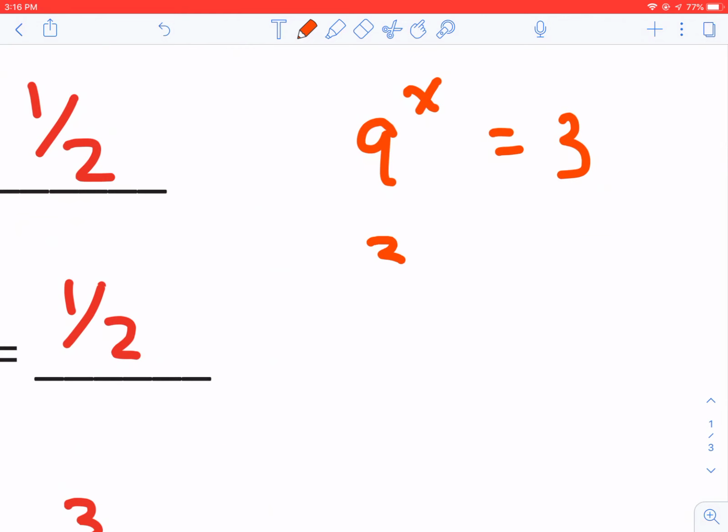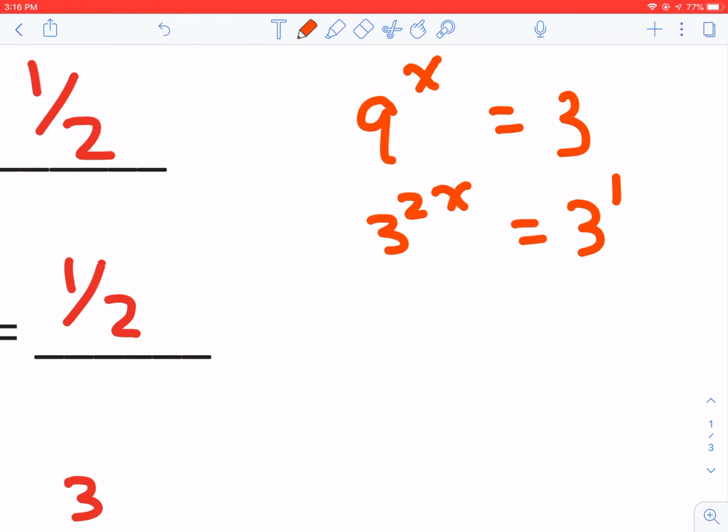If you want to use the method of common bases, you can also do that. You can say 3 to the 2x is equal to 3 to the first. So 2x is equal to 1. The bases are the same, so we can set the exponents equal to each other. x is a half.